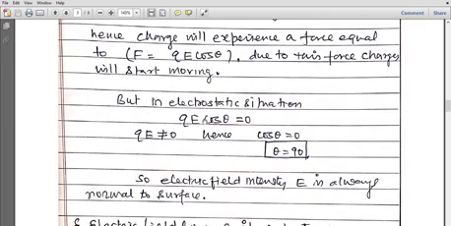It means qE cos theta must be equal to 0. Here q is not equal to 0, it means cos theta is equal to 0. If cos theta is equal to 0, then theta is equal to 90 degrees. It means the electric field intensity E is always normal to the surface, but this condition is always near the surface only. As we move away from the surface, the electric field intensity may change its direction, but near the surface electric field lines are always perpendicular to the surface.